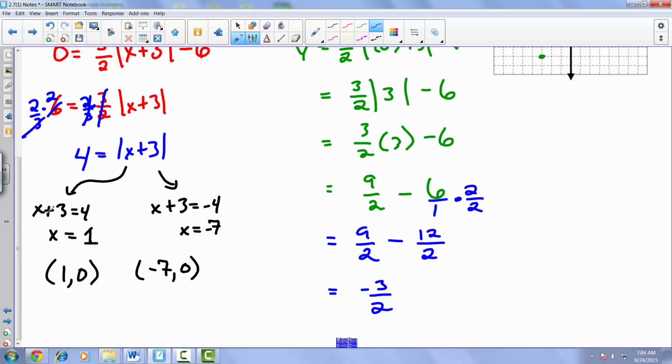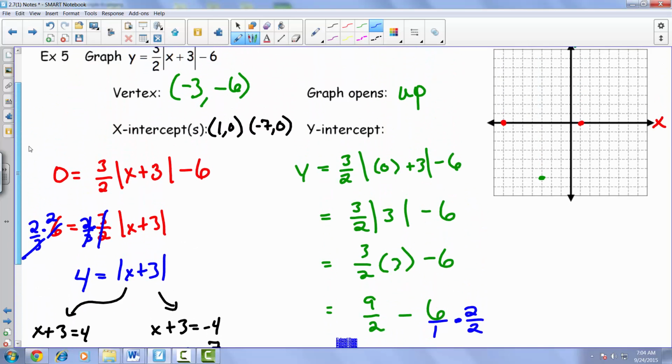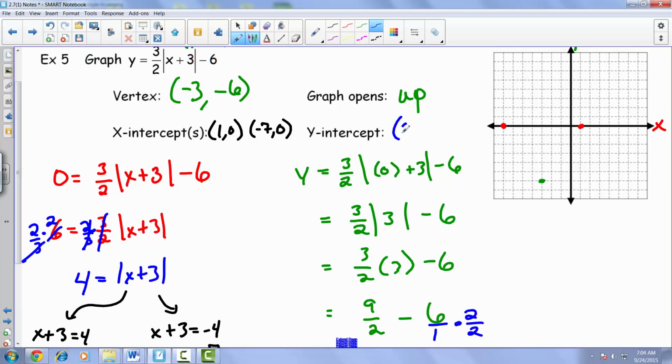So it looks like our y-intercept is happening at 0, -3 halves. So -1 1/2. Graphically, that should be right here.